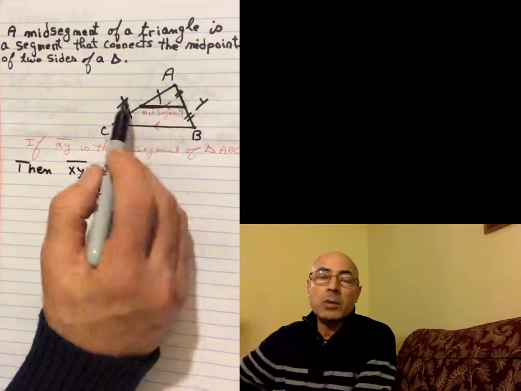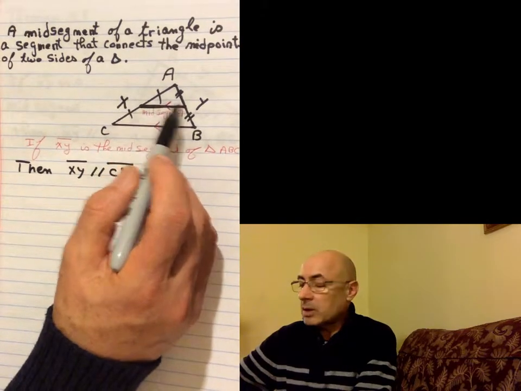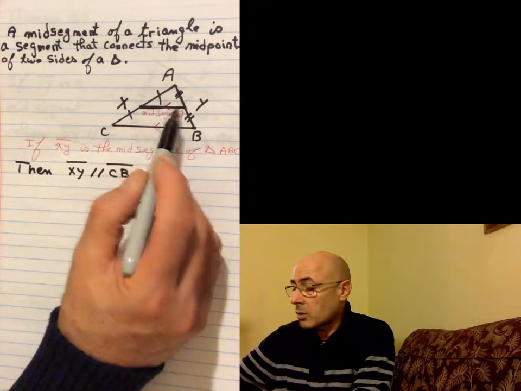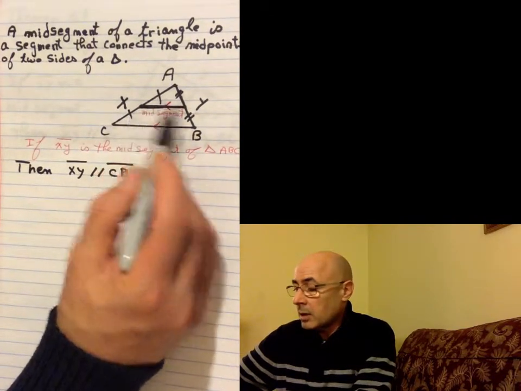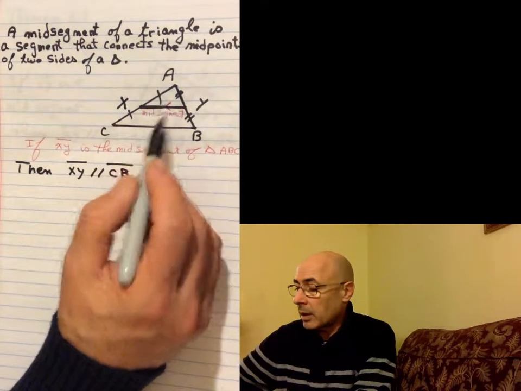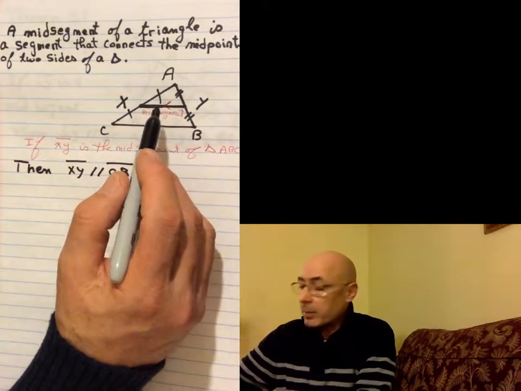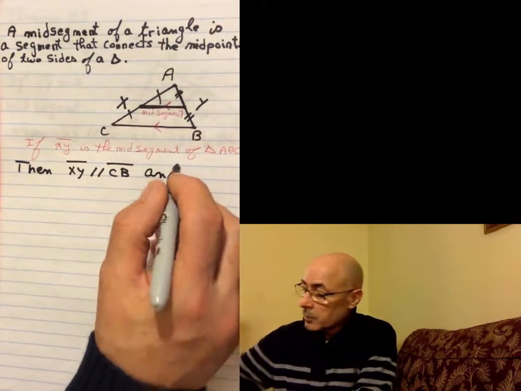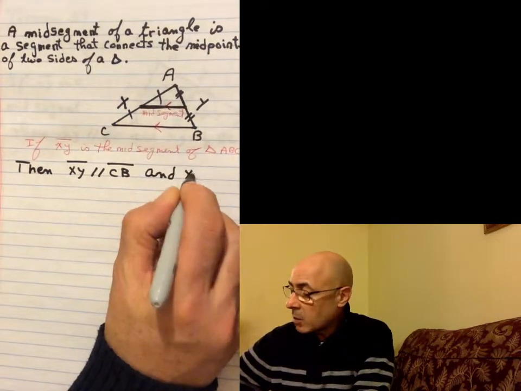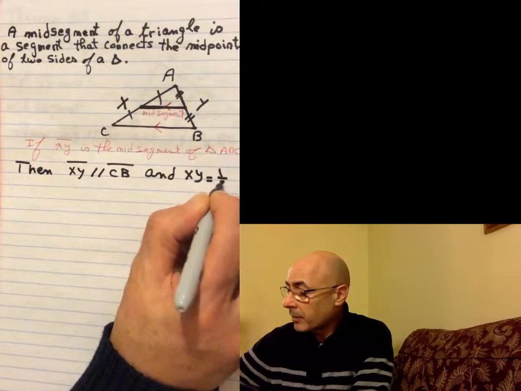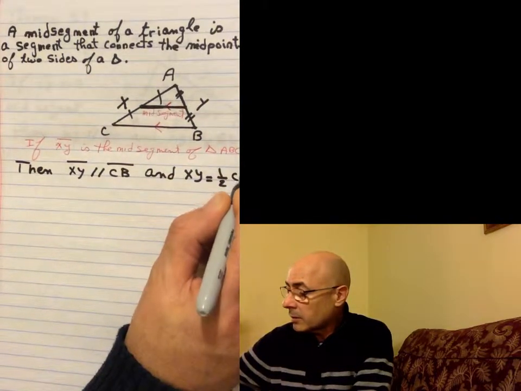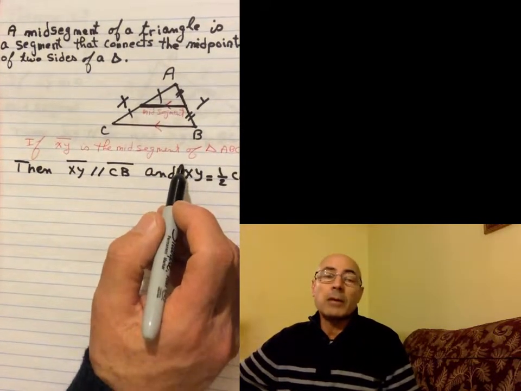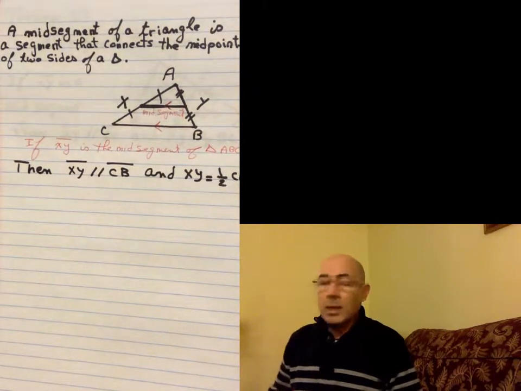So when I connect the midpoints of two sides of a triangle, that midsegment is going to be parallel to the third side. It cannot be parallel to AC or AB because it's already crossing AB and AC. The only thing that could happen is that it's parallel to BC. And also, the length of XY is going to be half the length of CB. Notice that when I don't put a segment bar on top of XY, that means I'm talking about the length of segment XY. That's the theorem.